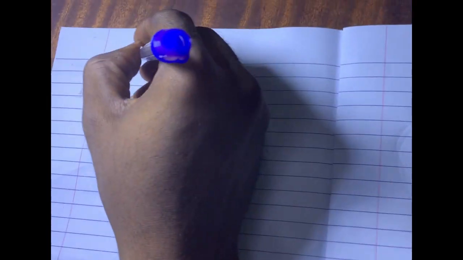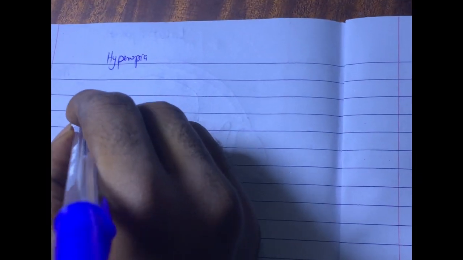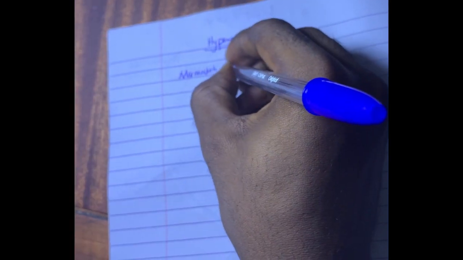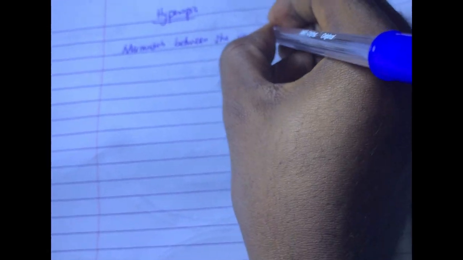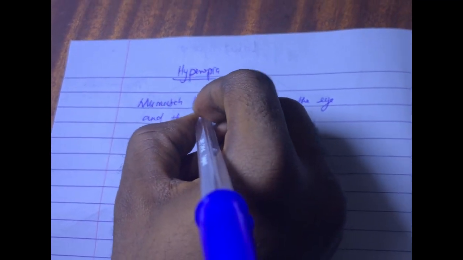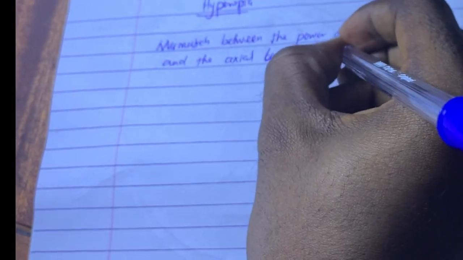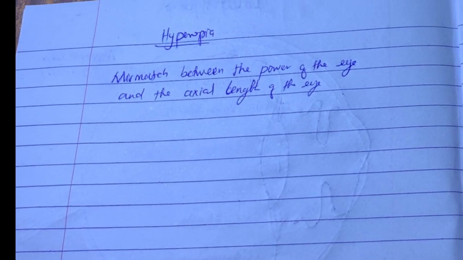So let's look at the concept of hyperopia. Now the point is that there is a mismatch with hyperopia and myopia. Even in myopia, there is a mismatch between the power of the eye and the axial length of the eye. In actual sense, for emmetropes who have no refractive error, the power of the eye coincides or correlates with the axial length. That is why they're able to see very well.